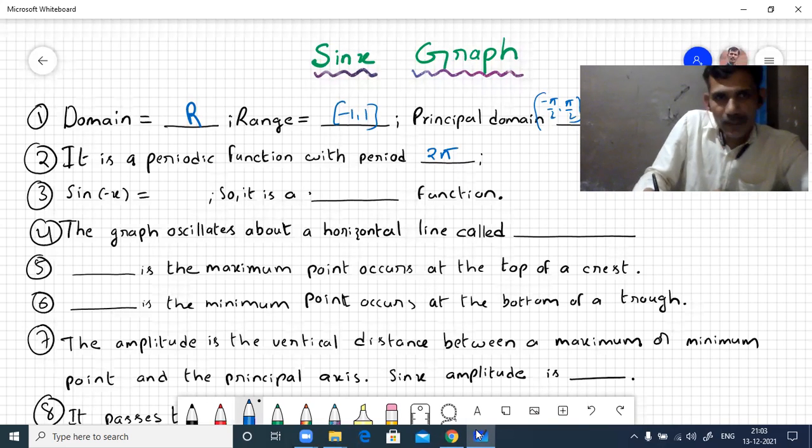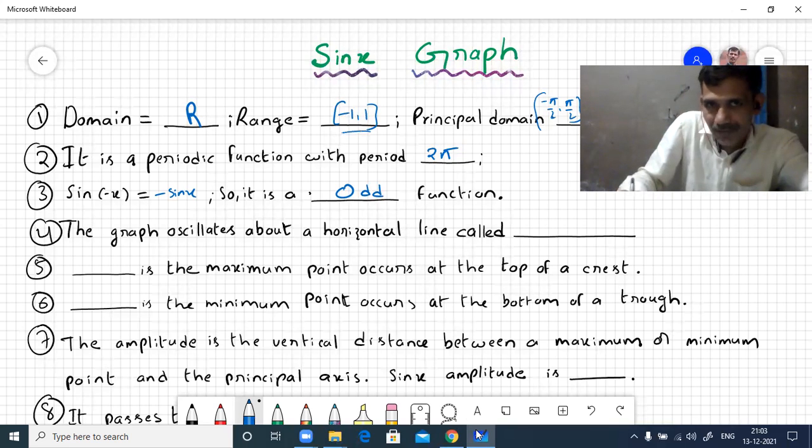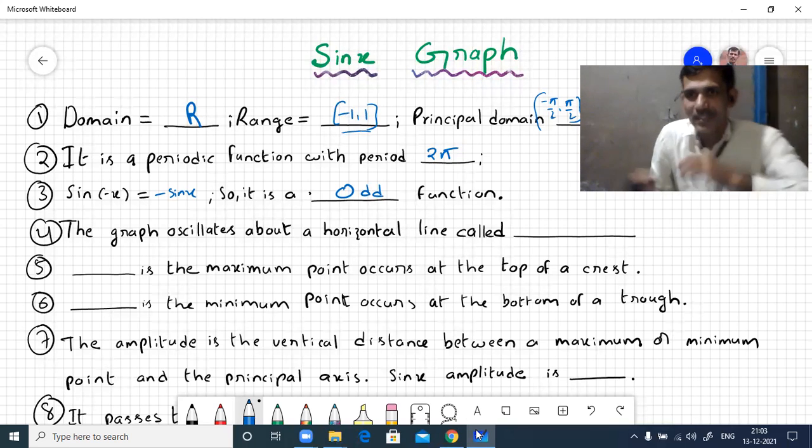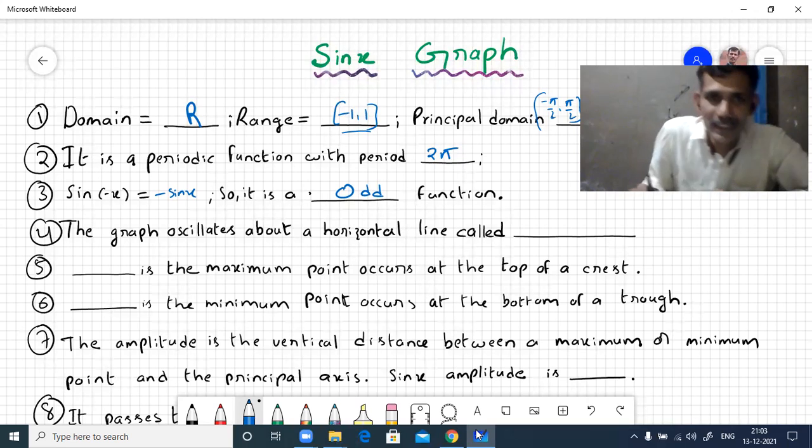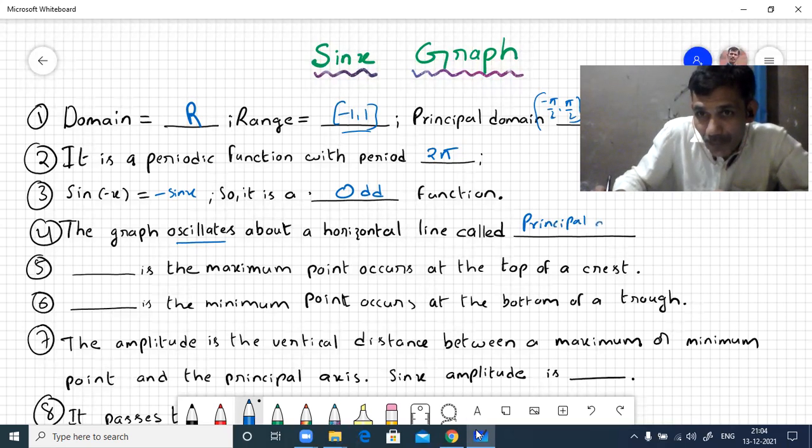And in earlier videos, we have seen sine minus x is minus sine x. It is an odd function. Here it is bounded also, and it is continuous. And more, it is oscillating. The graph oscillates about a horizontal line, and that horizontal line we'll call the principal axis, or you can say the mean line also.